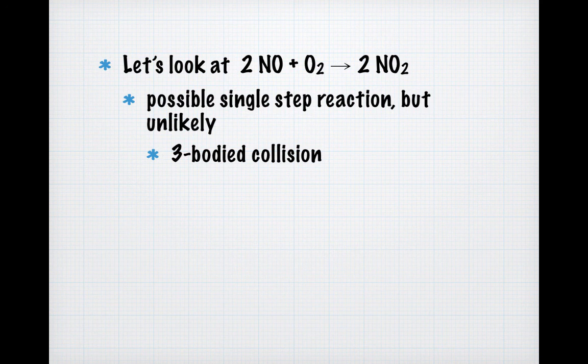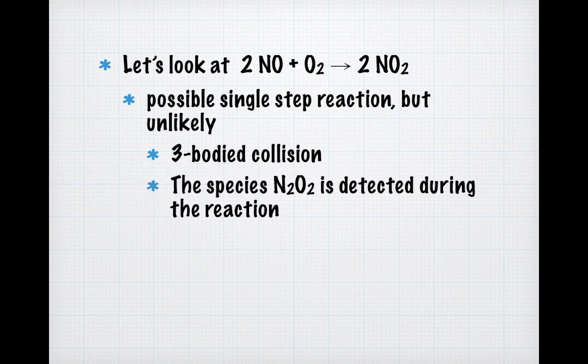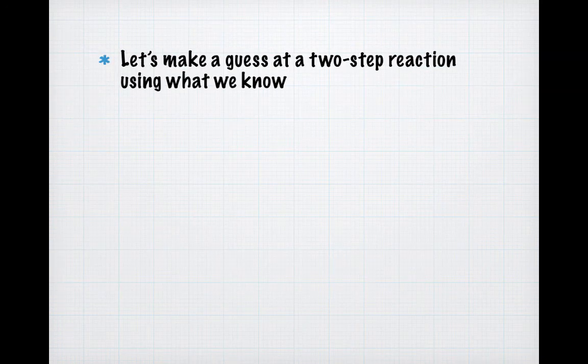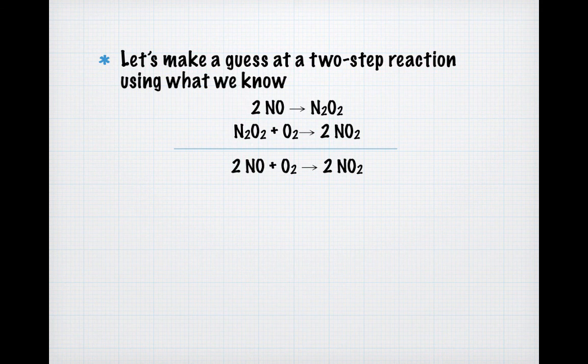Now let's say also that we have a little bit of experimental data, and during the course of the reaction, the species N2O2 is detected. Well, if it were a single-step reaction, then we would never see this species N2O2. We would only see NO, O2, and NO2. So since we see N2O2, that means our single-step possibility is gone, and we have to start from scratch, and we have to build a multi-step mechanism.